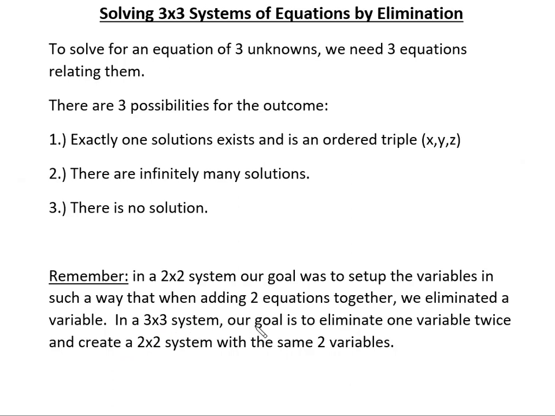In a 3 by 3 system, our goal is to eliminate one variable twice and create a 2 by 2 system. So 2 equations with the same 2 variables. So let's say if we eliminate z, I'd have an equation with just x and y, and I'd need a second equation that has just x and y. And then I can solve that 2 by 2 system like we did before. Okay, let's take a look at an example.